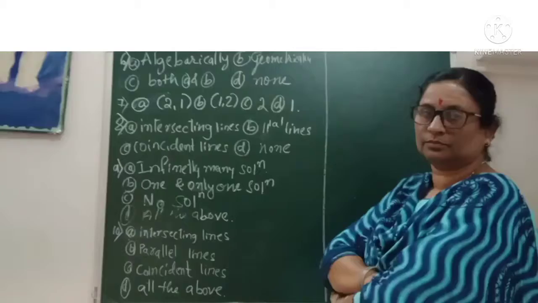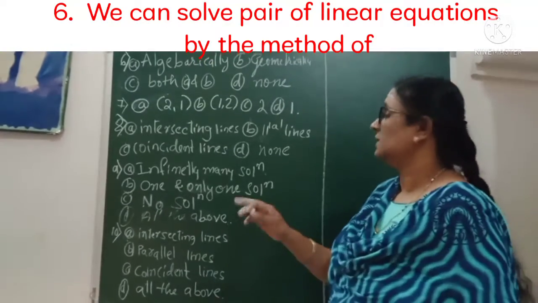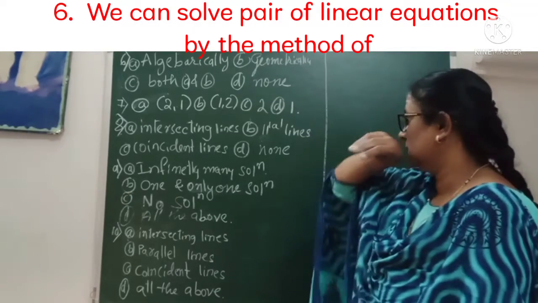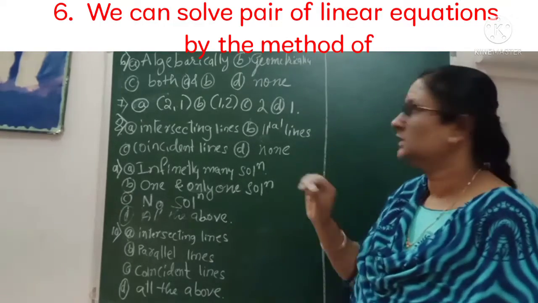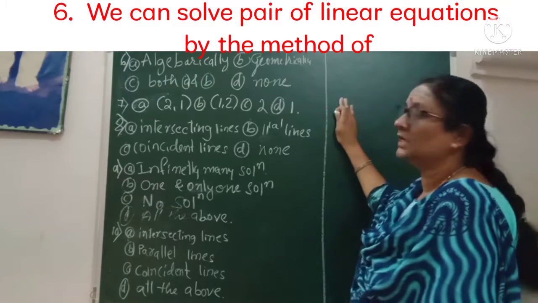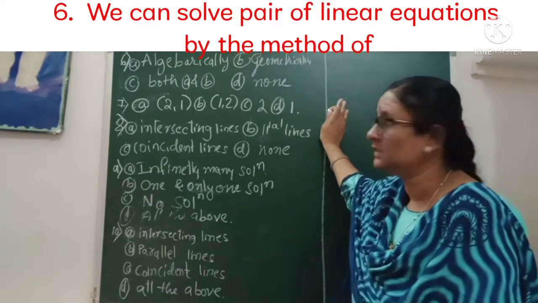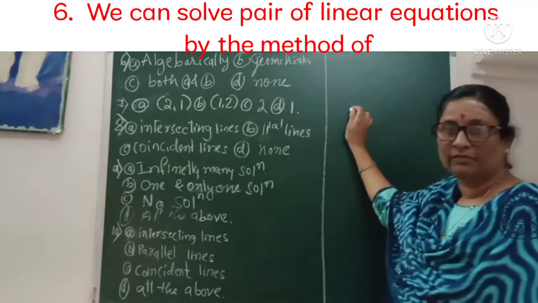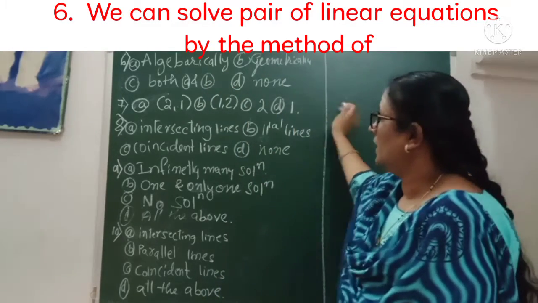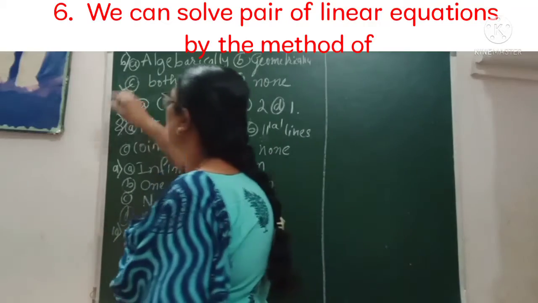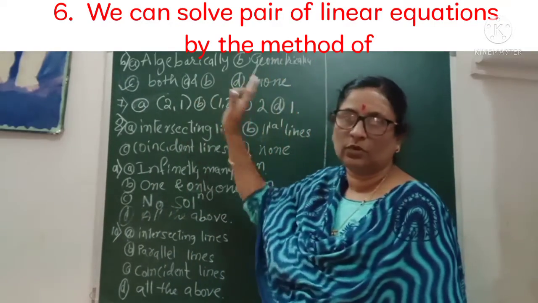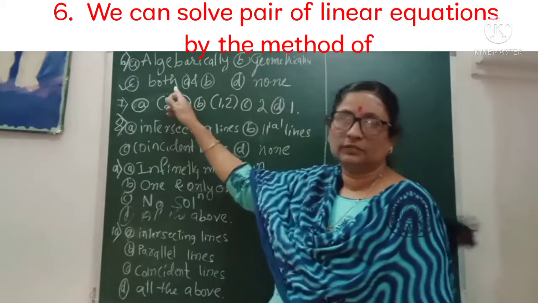Okay. The sixth question is that we can solve a pair of linear equations by the method of, we can solve them algebraically, as you know, in different ways: the elimination method, the substitution method and so on. That is called the algebraic method, and in the geometrical sense, we can solve graphically. So both A and B are the correct answers. We can solve linear equations either algebraically or geometrically. That is, both ways we can solve. So this is a very simple question.